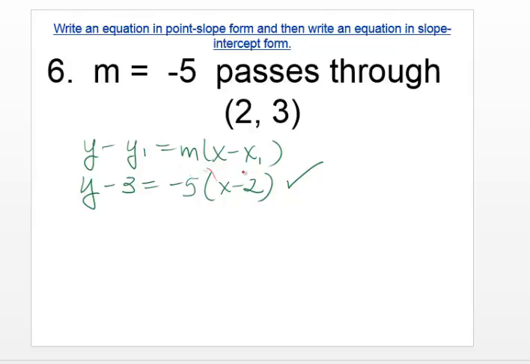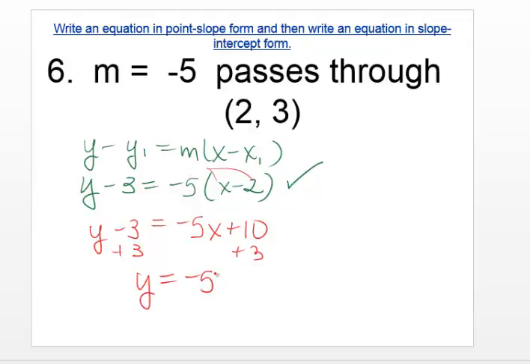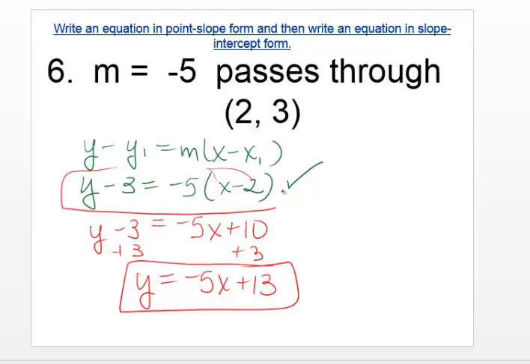Slope intercept form, I'd have to distribute. So I'd get -5x. -5 times -2 is a positive 10. And then I'll add 3 to both sides and end up with the answer y equals -5x plus 13. So this is slope intercept and this is point slope form.